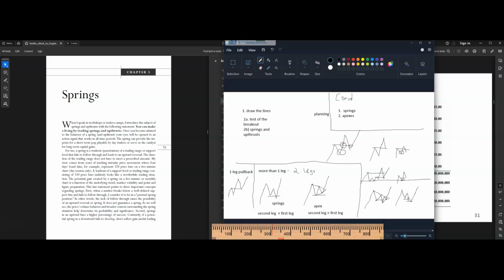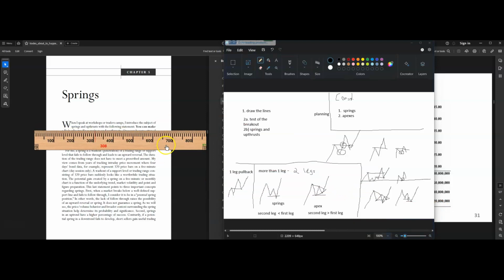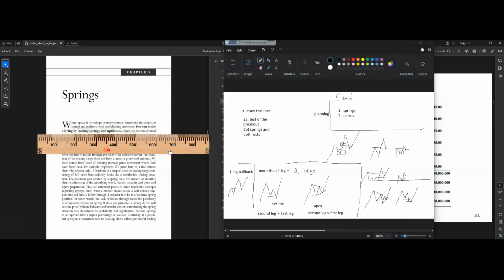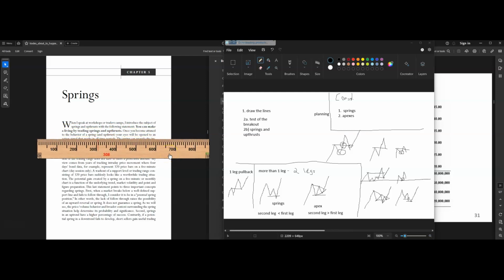Anyway, I'm done. Now let's go to his spring. When I speak at workshops, I say you can make a living by trading springs and upthrusts. Once you become attuned to the behavior of spring, your eyes will be open to an action signal that works in all time periods.